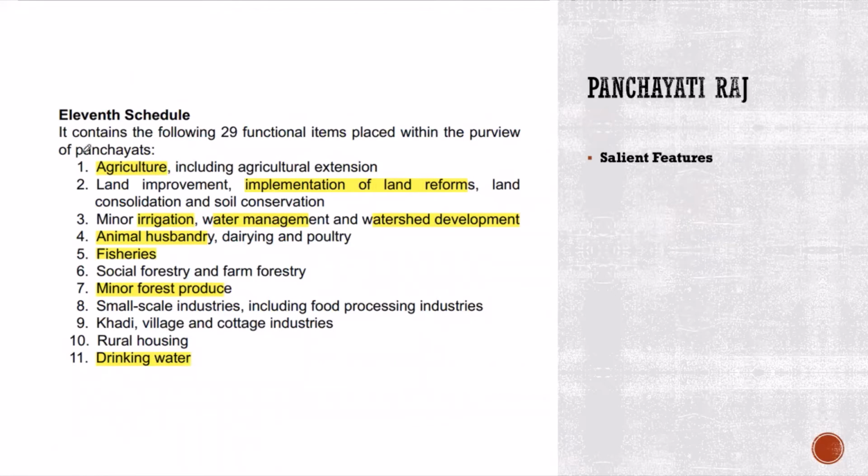Now, what is the 11th schedule? And what are these 29 functional items present here? There are so many of these items that you may not remember them, but just take a look at the nature of these activities, the measures we talked about for two things: economic development and ensuring social justice. Clean drinking water, rural housing, minor forest produce, especially for the STs. Can you give me an example of minor forest produce?